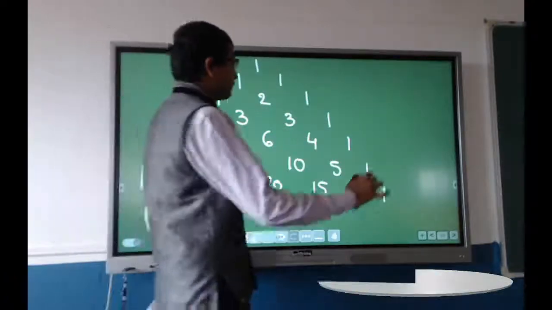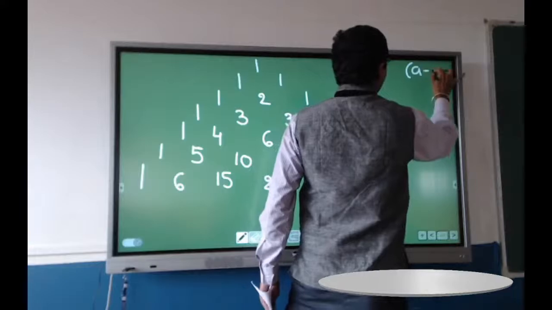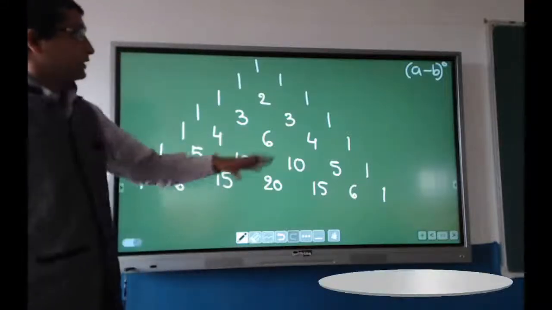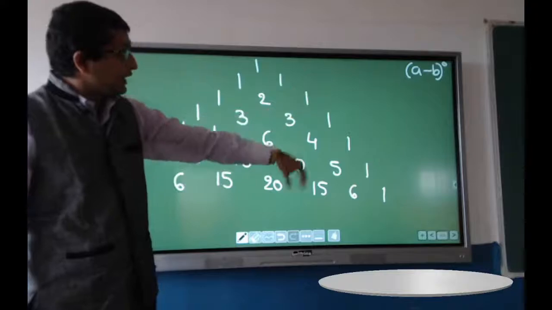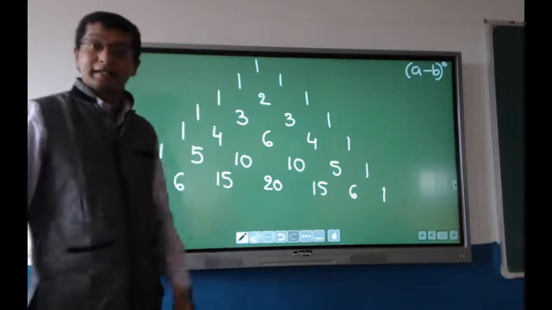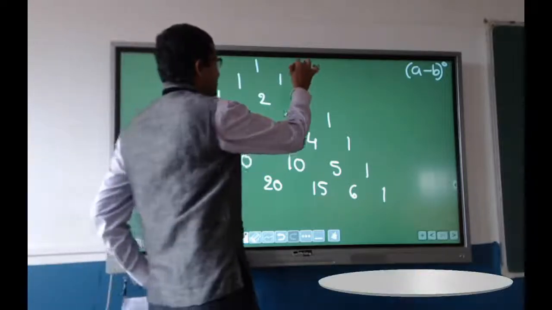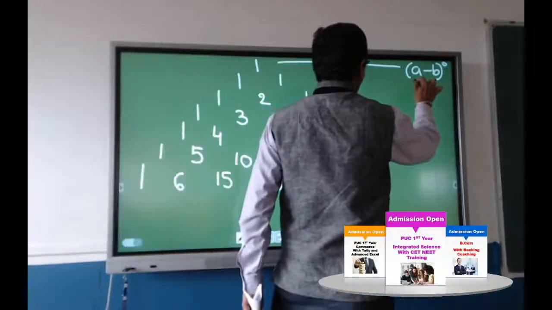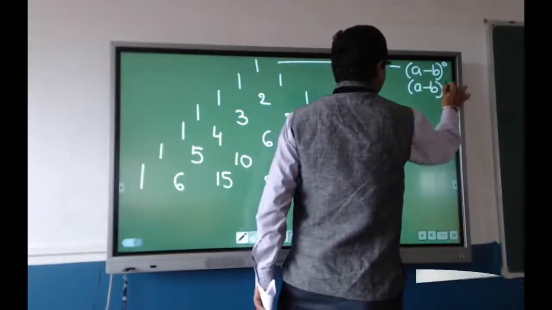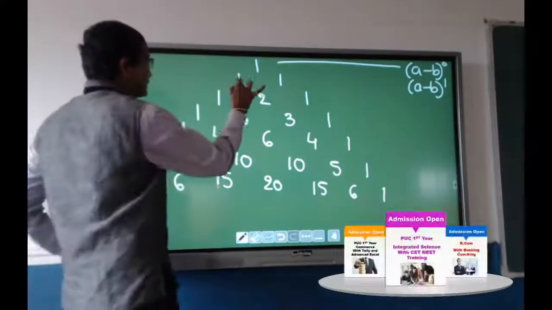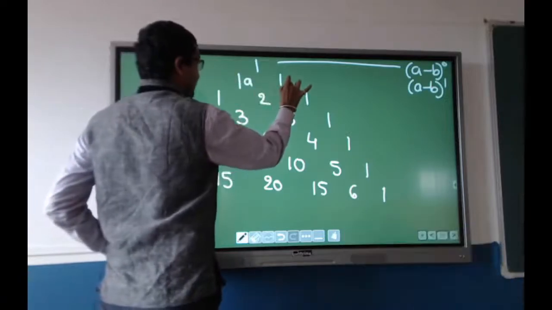Now, we'll write a formula for (a - b)^0. Remember, take a and b values as different. Then, after simplifying, if you take the power as 0, any number raised to 0, you will get a 1 here. We have written the expansion for (a - b)^0. Further, we will write the expansion for (a - b)^1. That is, the expansion for this is 1 multiplied by a and 1 multiplied by b.